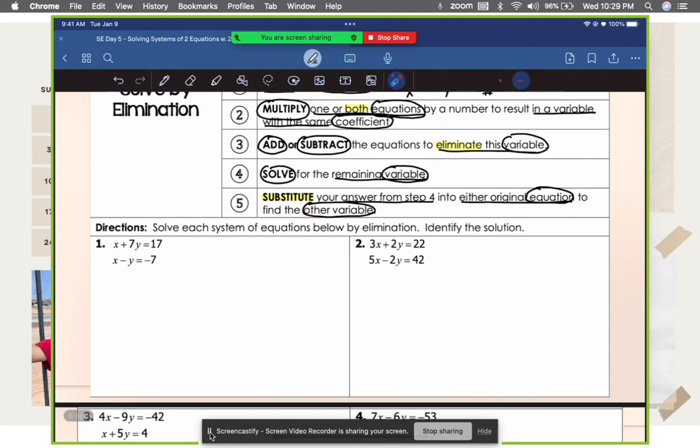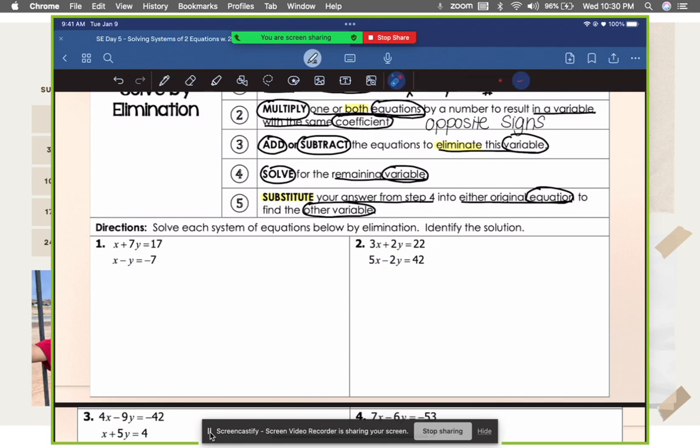Next, it says multiply one or both equations by a number to result in a variable with the same coefficient. Okay, one thing that I want us to note is we want it to have opposite signs.